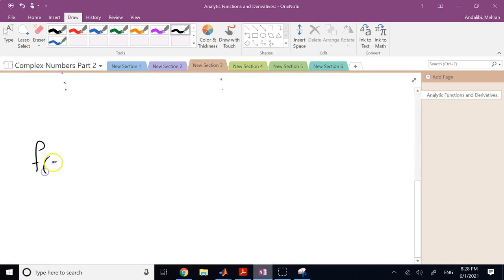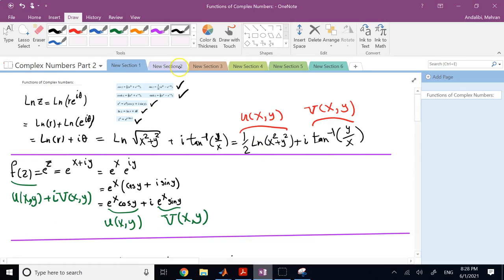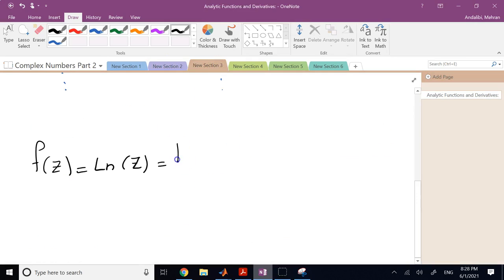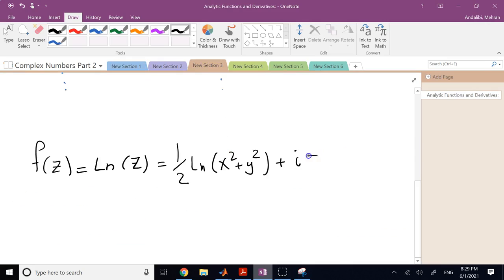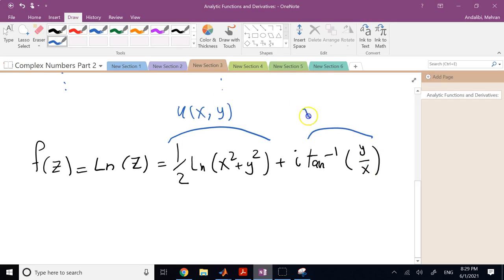So f of z, which is natural log of z, is equal to 1/2 natural log of x squared plus y squared plus i times tangent inverse of y over x. And as we said, we call this function u of x and y. We call this one v of x and y.